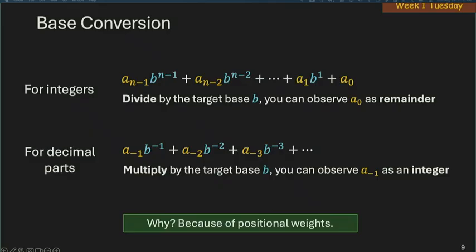And why can we do that? Because of positional weights. This is really something that you don't have to remember. I think I never remember this. Whenever I do this conversion, I just derive it on the fly by knowing what I'm trying to do based on this positional weight expansion.